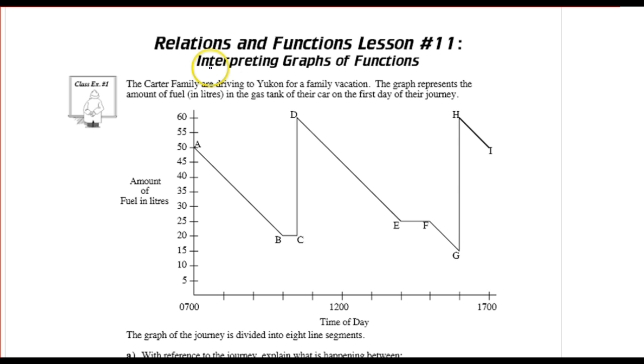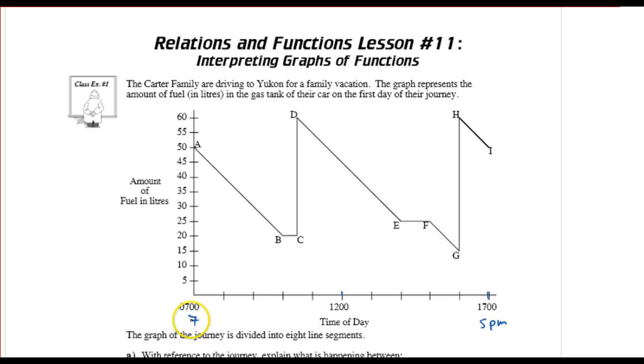So here we go. The Carter family are driving to Yukon for a family vacation. The graph represents the amount of fuel in liters in the gas tank of their car on the first day of their journey. This is kind of important. Let's first of all look at what our variables are. Well, we have time of the day. That's 12 p.m. That is 5 p.m.